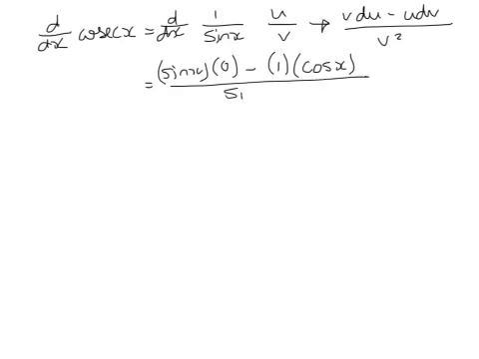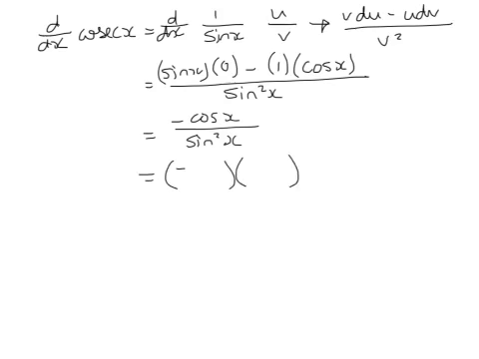all over the bottom squared, which is minus cos x over sine squared x, which is making two fractions out of it, minus 1 over sine x times cos x over sine x, giving us minus cosec x cot x. That's one way of doing it.